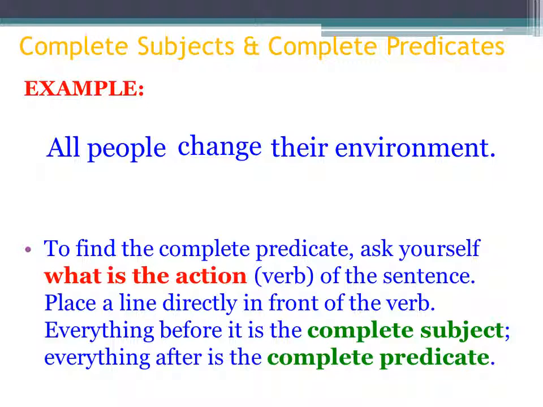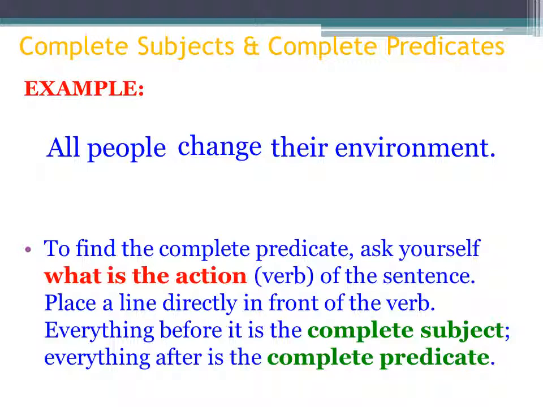Is it environment? Well, environment's not an action. It's not something that you can do. Is it people? Well, people isn't really a verb. The word people technically could be a verb, but it isn't being used as a verb in this sentence. So, if you take a look at the word change, that probably is going to be our action. That is our verb.